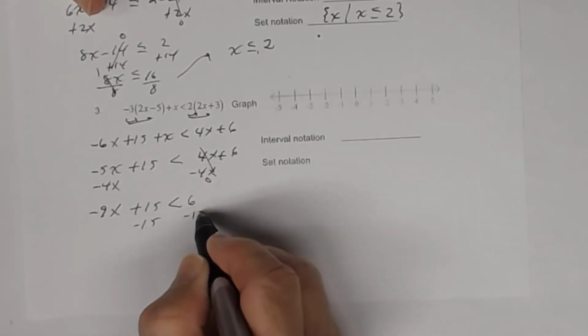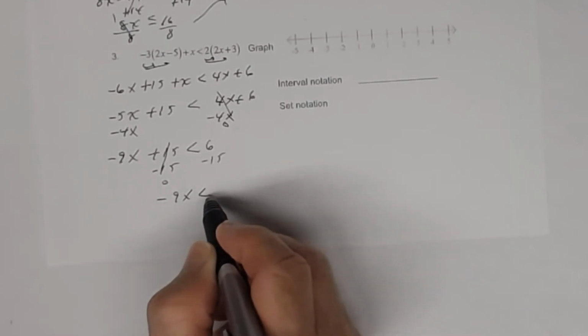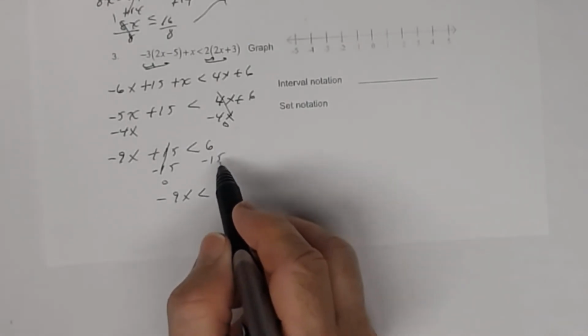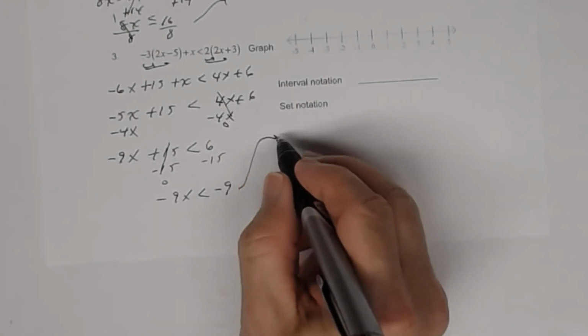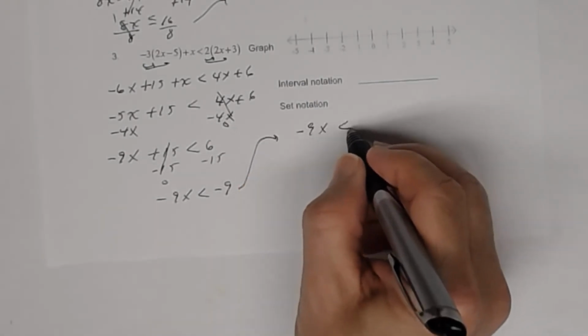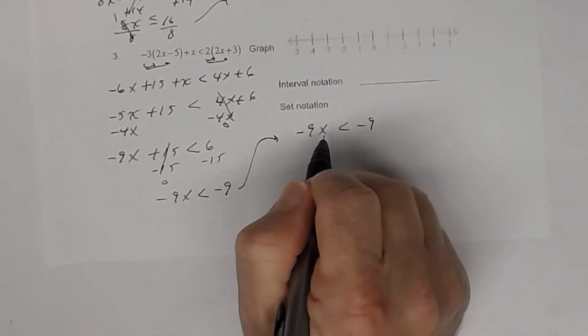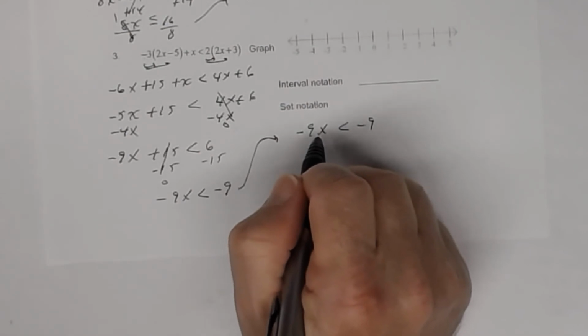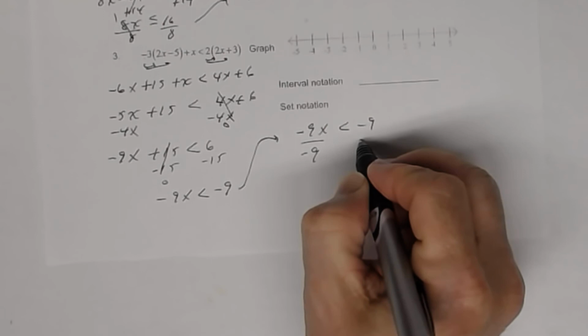Subtracting 15 from both sides now, combining like terms, I get negative 9x is less than 6 divided by negative 15 is a negative 9. Okay? I'm going to go ahead and put that up here now. So negative 9x is less than negative 9. All right, now listen carefully what I'm about to say. So to get x by itself, you're going to have to divide both sides by that coefficient. So I'm going to have to divide both sides by negative 9.